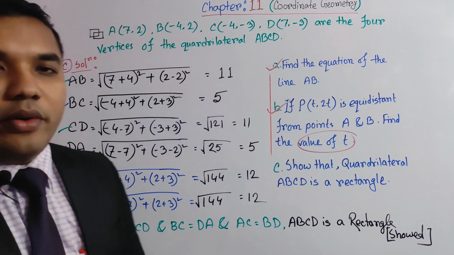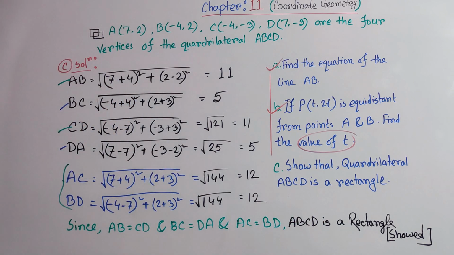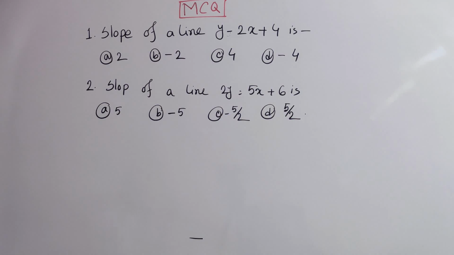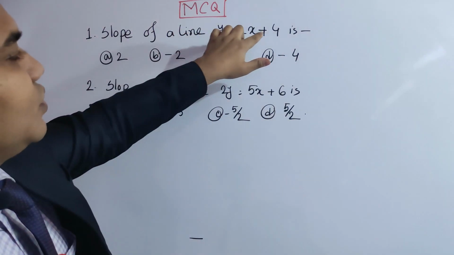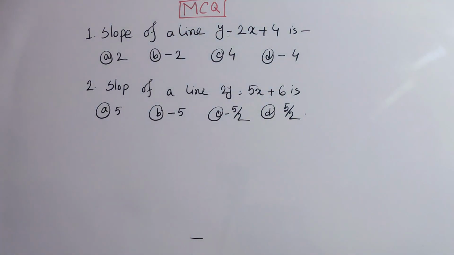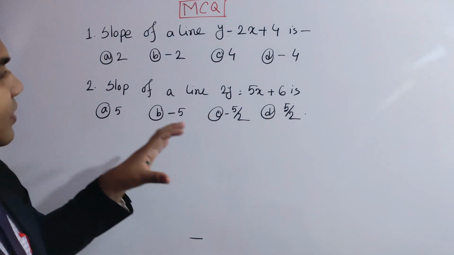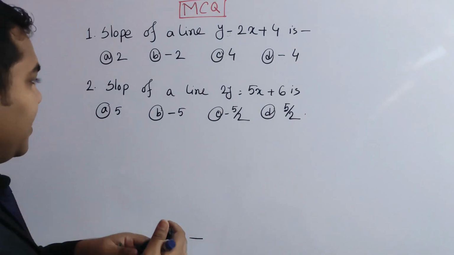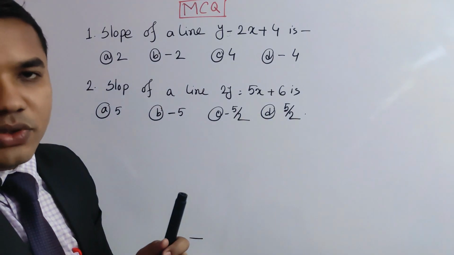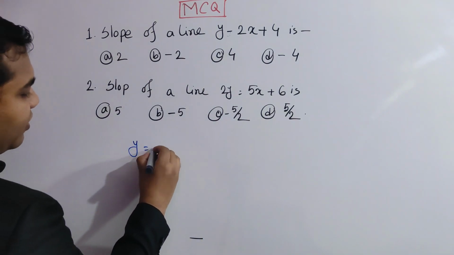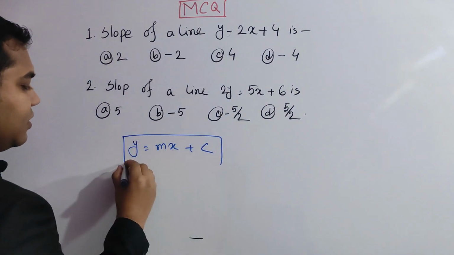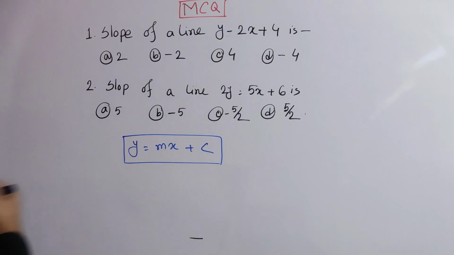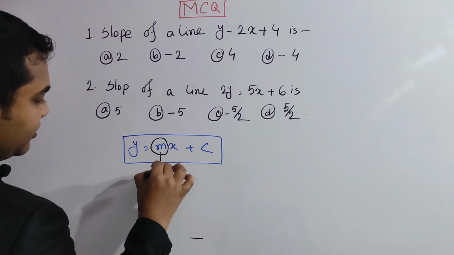Now we move on to our MCQ part. Here, the first question is from the MCQ part. Slope of the line y equal minus 2x plus 4 is what? That's our question. Okay, so actually for these types of problems we can start from the basic part. What's the standard equation for the slope? If any equation looks like y equal mx plus c, this is the standard form of the equation. Here actually this m is our slope.